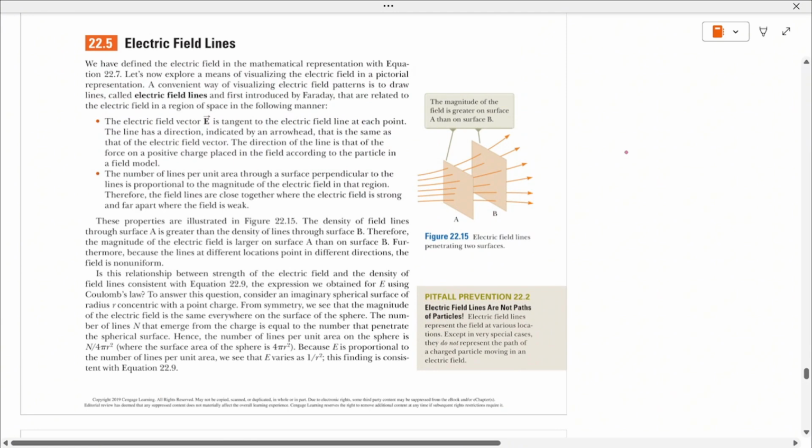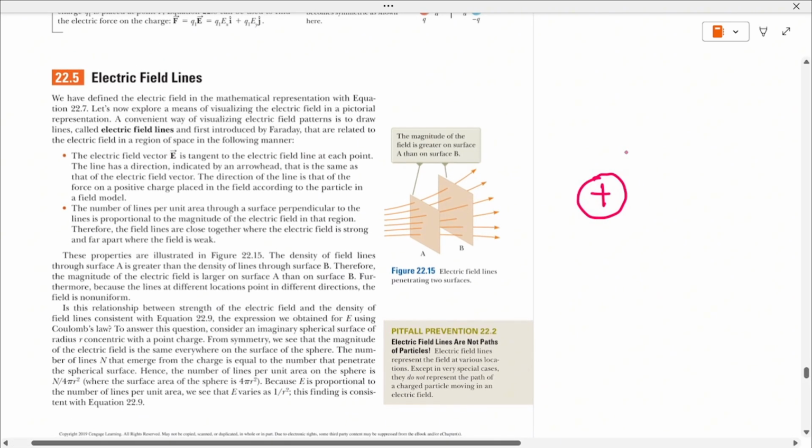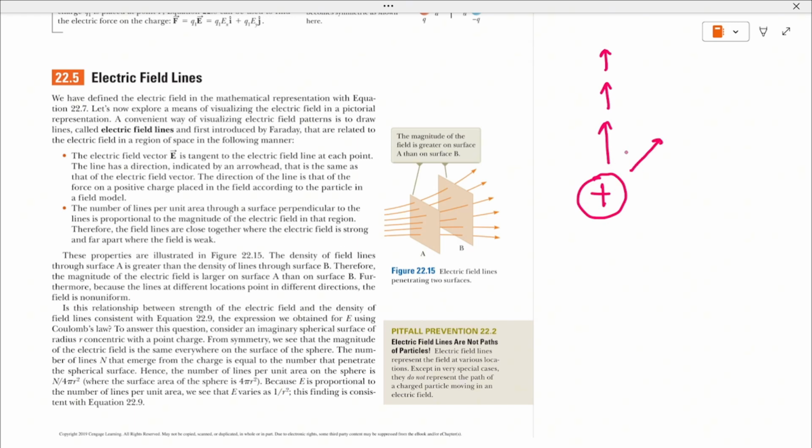Section 22.5, Electric Field Lines. So an electric field line is a useful way of depicting an electric field around a source charge. So we said before that the source charge has an electric field value at every point in space. So this can be written as a vector field, with the arrows getting shorter, or weaker in magnitude, as you move away from the charge.